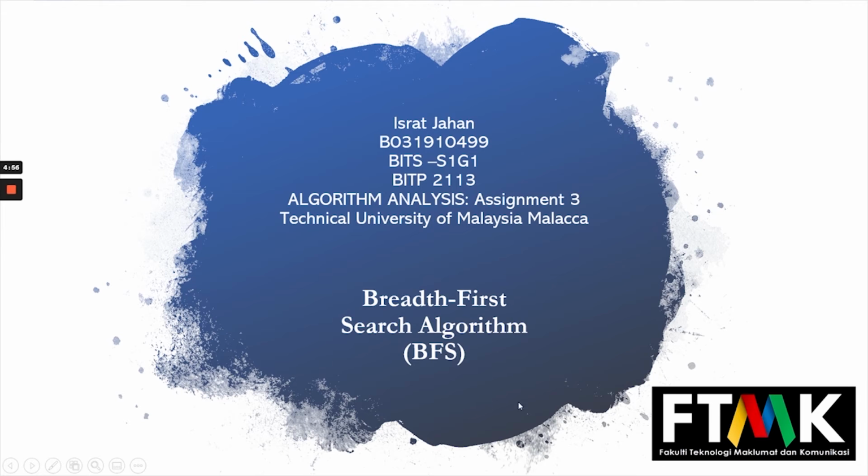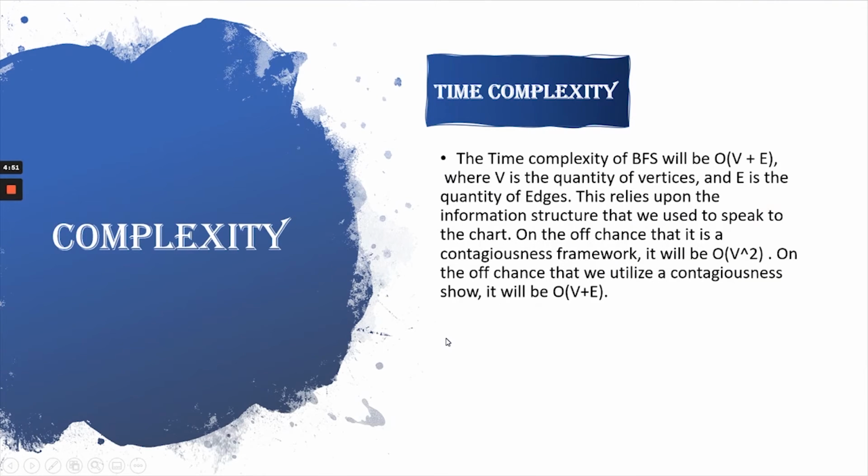Today my topic is breadth-first search algorithm complexity. The time complexity of BFS will be O(V plus E), where V is the number of vertices and E is the number of edges. This again depends on the data structure we use to represent the graph. If it is an adjacency matrix, it will be O(V squared). If we use an adjacency list, it will be O(V plus E).